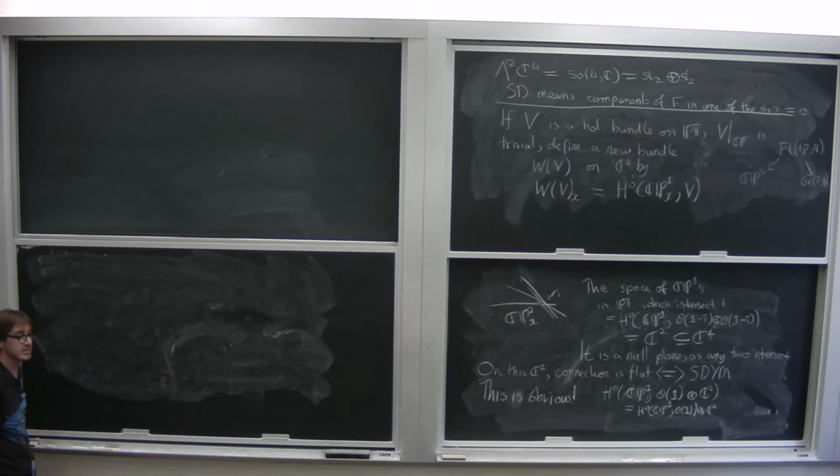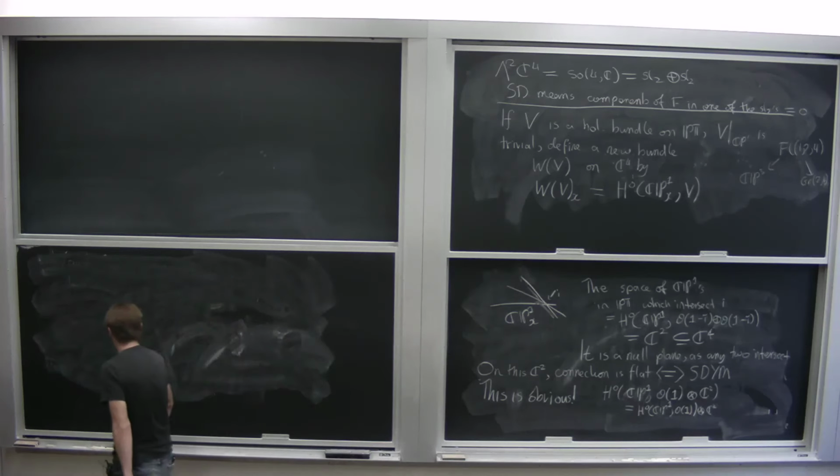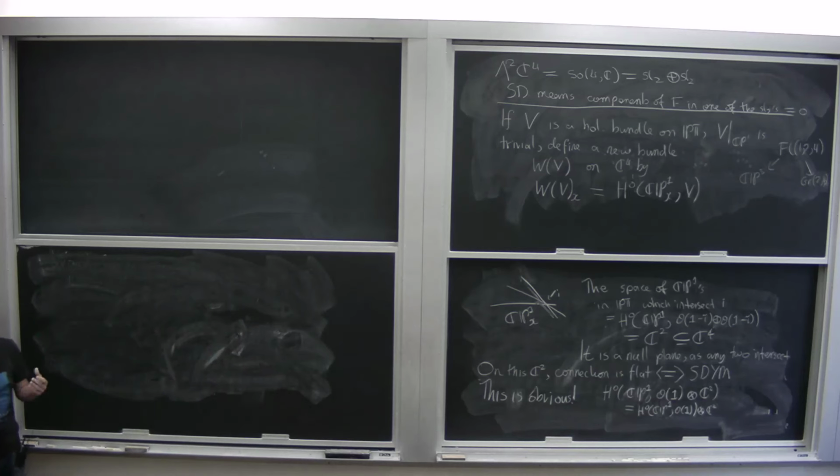How do I classify vector bundles on CP3? Nobody had done this before, but I'm being a bit loose. ADHM was about vector bundles on R4 which trivialize at infinity. So they extend to the 4-sphere, and that amounts to putting in this extra CP1. Then you're looking at holomorphic vector bundles on CP3 which trivialize.